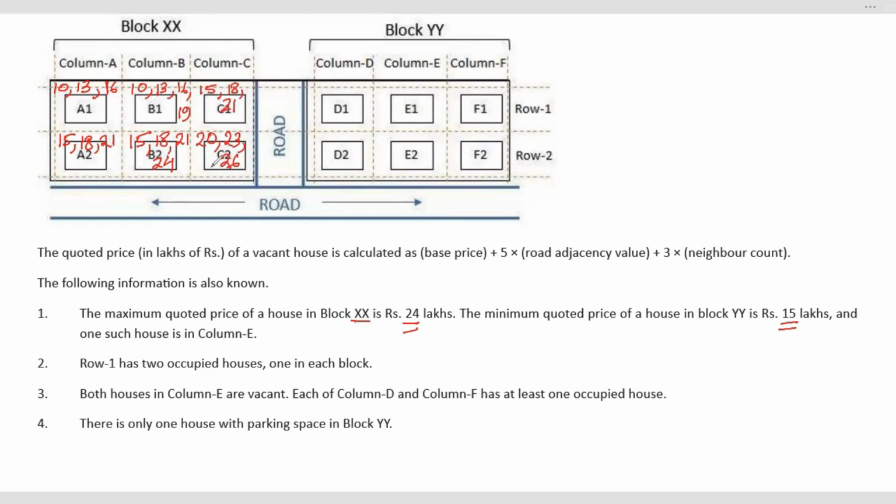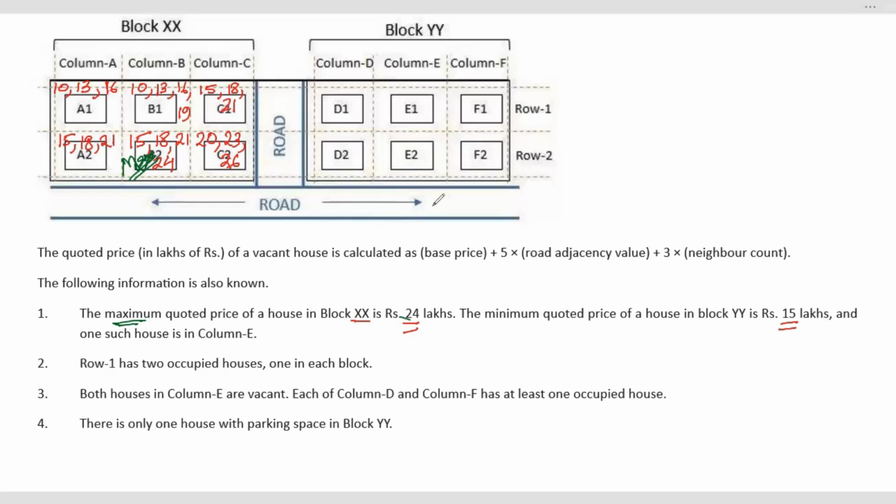24, nowhere else. So 24 will be the maximum possible value in this case. Maximum, 24. Minimum quoted price of a house in block YY is 15 lakhs.